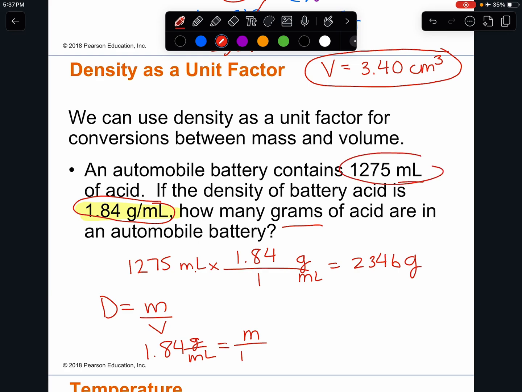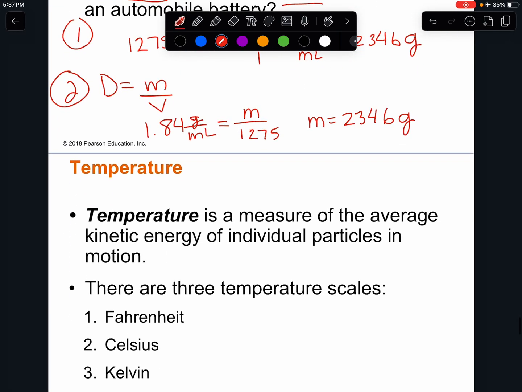I'm going to go ahead and put an M here, and I'm going to use my volume and fill in my volume. So again, this is just a different way to do the same problem. You decide which method you like, 1 or 2. So you could then multiply both sides by 1,275 and get the same answer of 2,346 grams. So 2 ways to do it. Use it as a conversion factor in way 1, or use the density equation in way 2. But either way, you get the same answer.